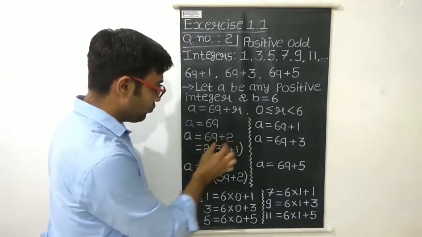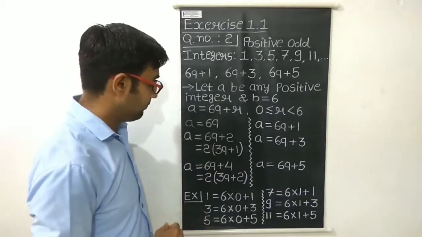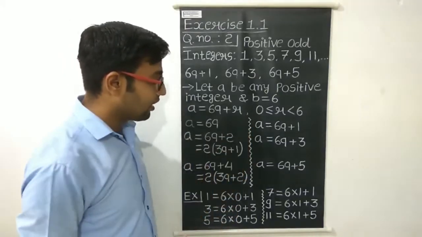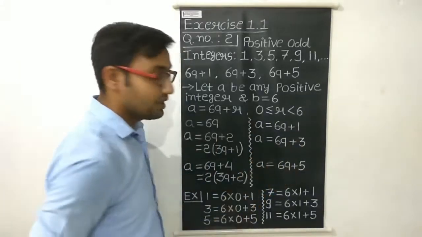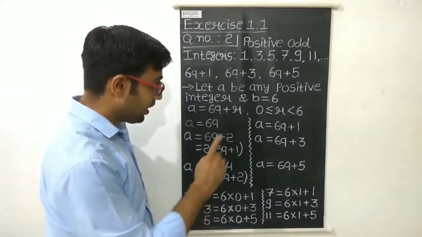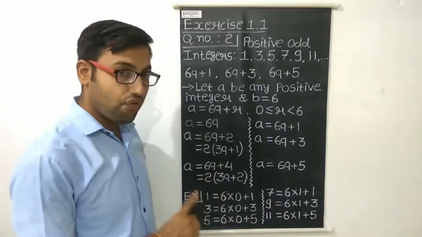So we can write down 2 as a common factor. What will remain? 3q plus 1 in the bracket. Now consider the value of r equals 3. So this lemma becomes a equals 6q plus 3. Now take the value of r equals 4. So this equation becomes a equals 6q plus 4.